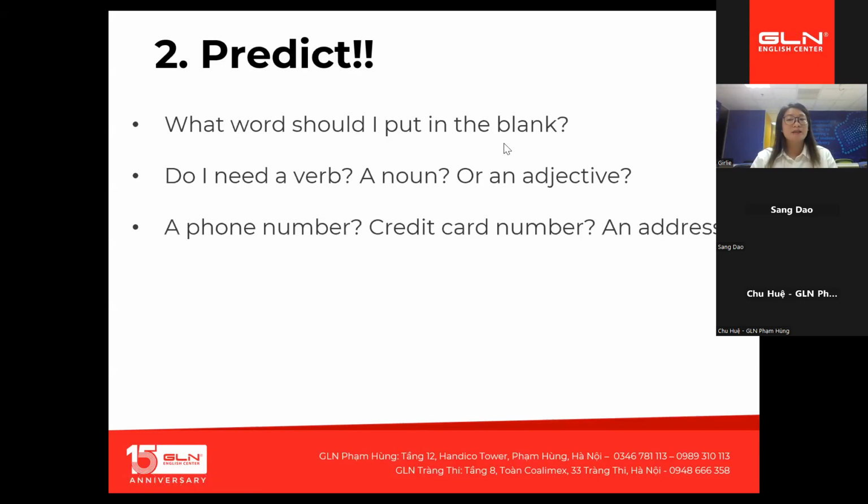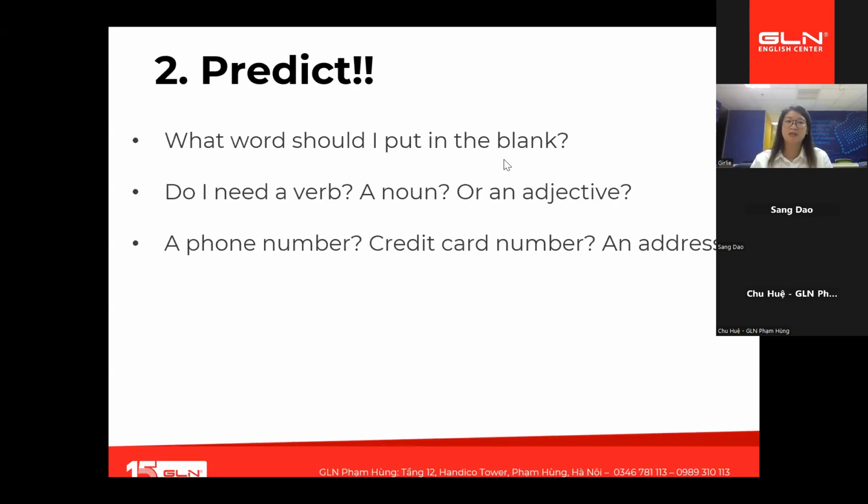Okay, the next one is predict. When we say predict, you will kind of guess, you'll kind of foresee. So what word should you put in the blank? In IELTS listening, there will be many blanks, or there you have to choose.